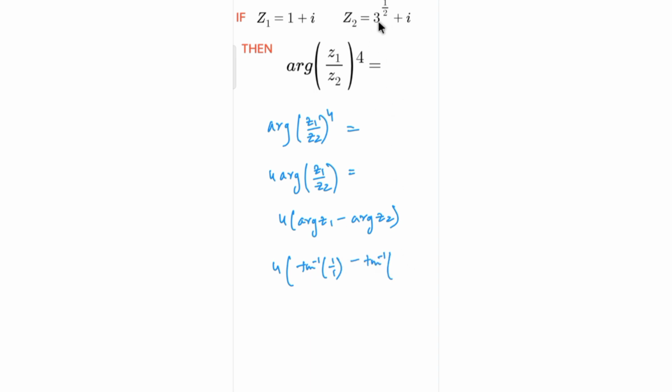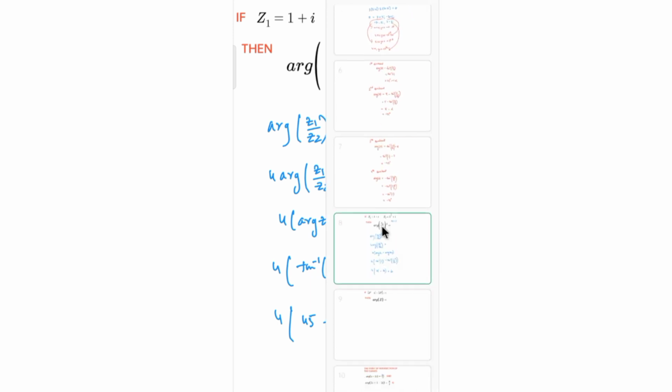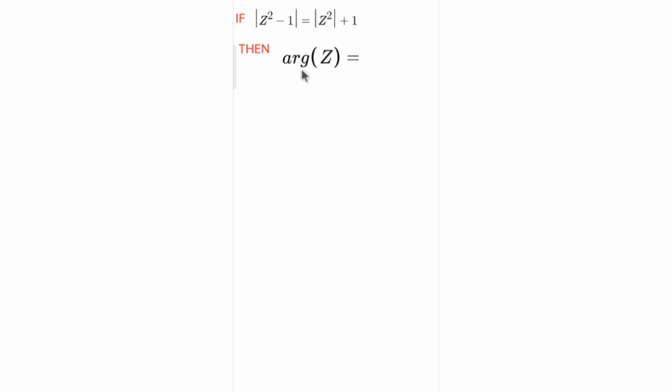And for the second one, this is root 3 plus 1i, so we can write tan inverse of 1 by root 3. So it is 4 of tan inverse of 1 by 1 which is 45, minus tan inverse of 1 by root 3 which is 30. So we get 4 into 15, which is equal to 60. So this is the value of argument of z1 by z2 whole power 4. This is a pretty easy question basically.